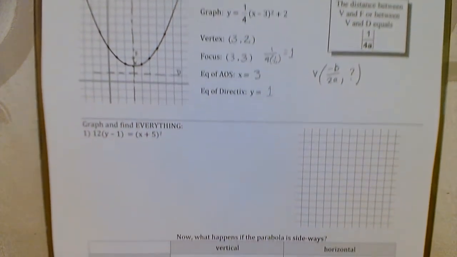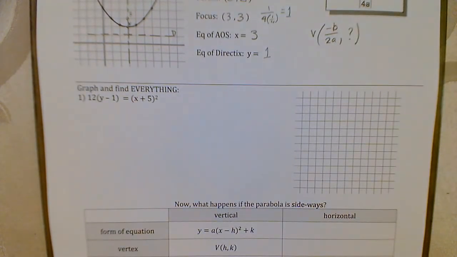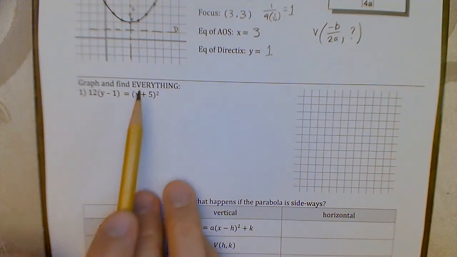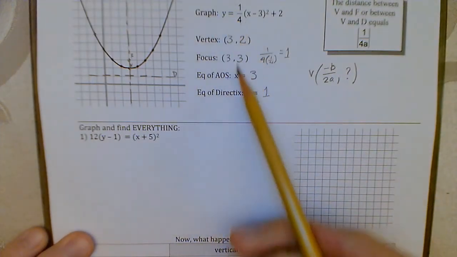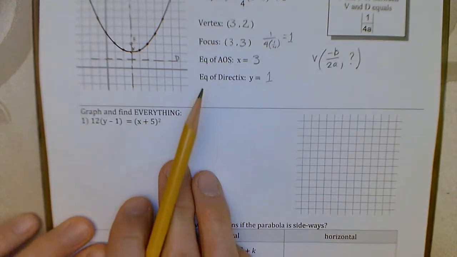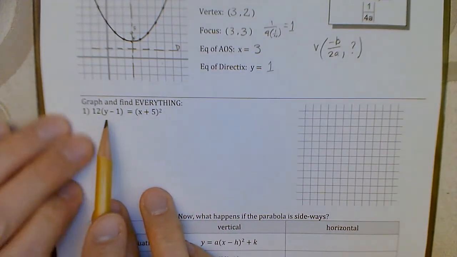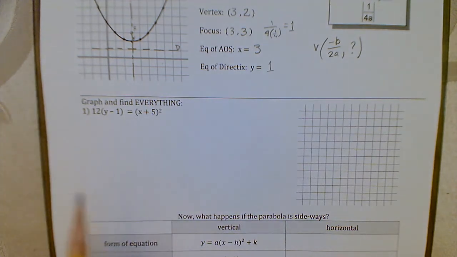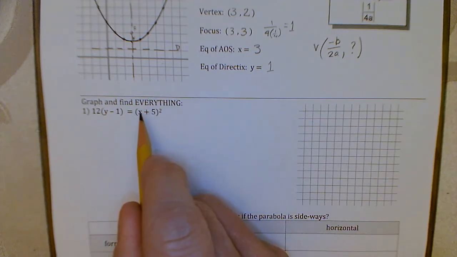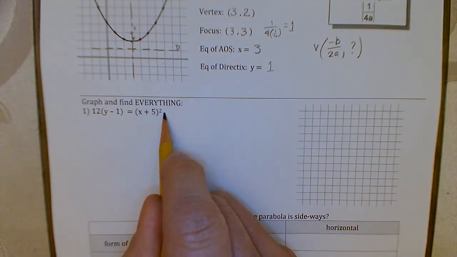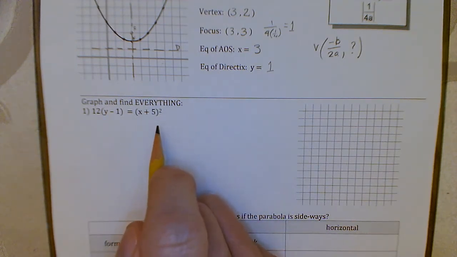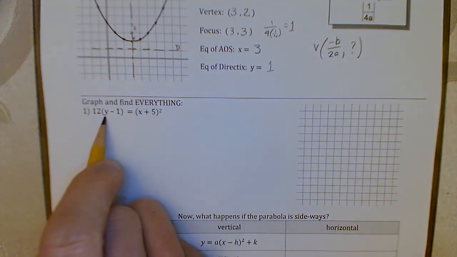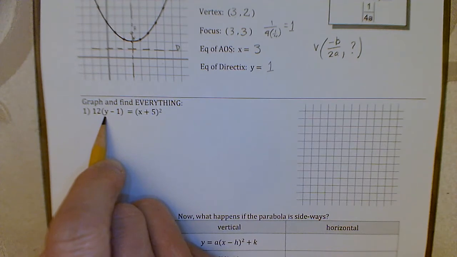Okay, so we can move on to example number 1, graph and find everything. In other words, find all this stuff for this function. So first, let's look at this. Is this going to open up sideways, or is it going to open up and down? I think you can see that the x is getting squared, so it's going to be opening up and down. So we want to solve this for y in order to be able to put this into vertex form.